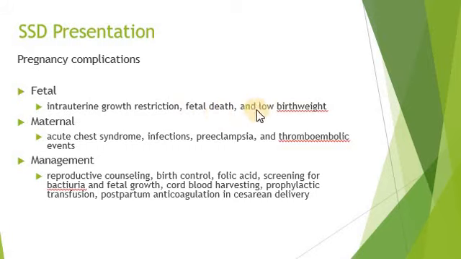There may be a fetal death, low birth weight, maternal problems. There may be chest pain in the mother, eclampsia attacks. There may be thromboembolic events. Here we have to counsel the females. We have to control the birth. We have to maintain the pregnant woman on folic acid. We have to properly screen the bacteria and the fetal growth. Prophylactic transfusion and postpartum anticoagulation should be considered in the cesarean delivery.